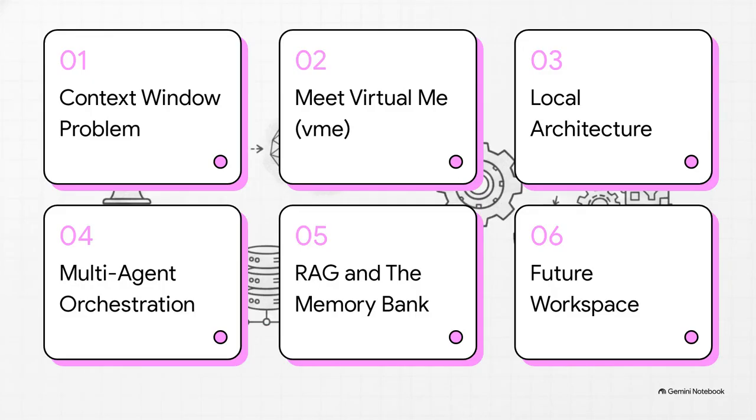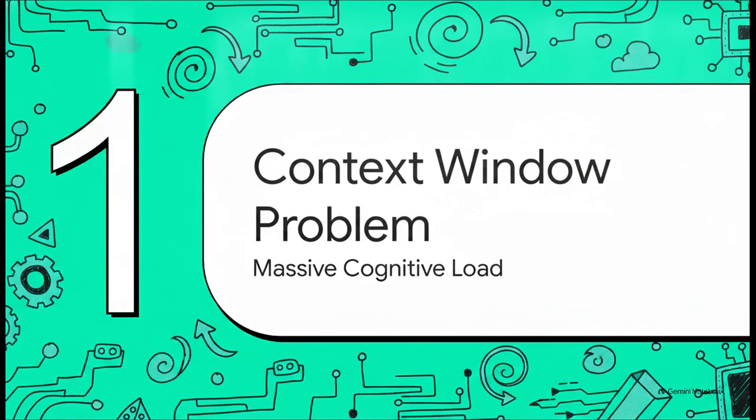We've got a lot of highly technical ground to cover on the agenda today, charting the evolution from a strictly local architecture to a cloud-native, multi-agent future. All right, let's jump right into Section 1, the context window problem and the cognitive load of massive contexts.